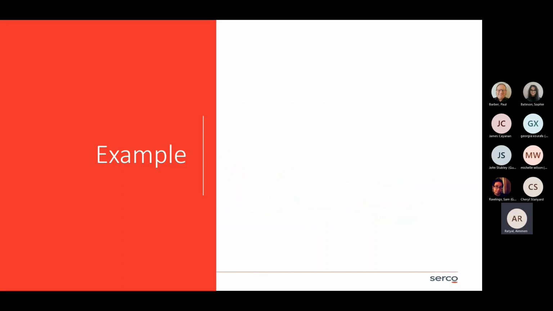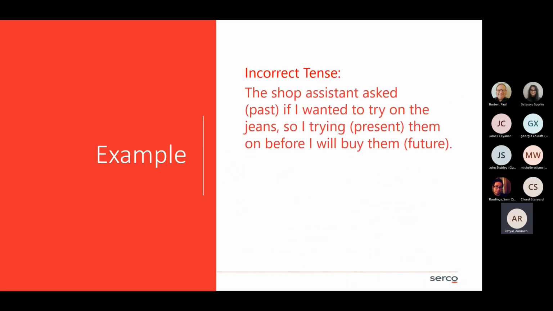Okay, so an example of this is the incorrect tense. So the shop assistant asked past if I wanted to try on jeans. So I trying present them on before, I will buy them in the future. Can anyone tell me what the correct words should be in this little passage? I don't mind if you want to come off mute, if you want to just type it by all means, before I actually give the answer.